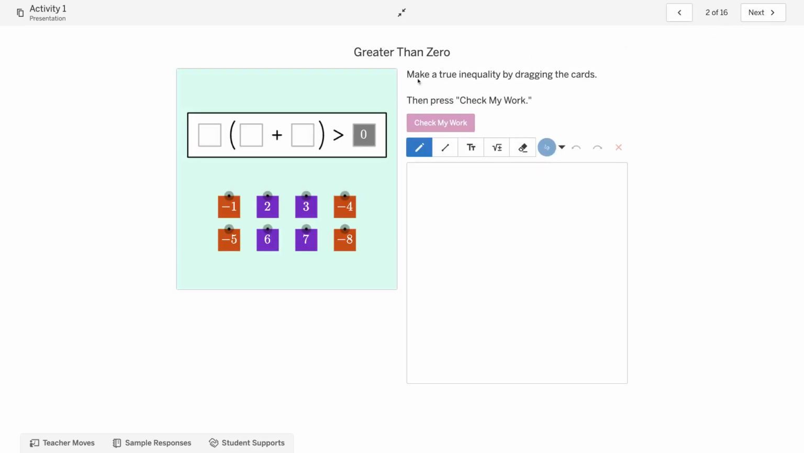Okay, on our next slide, we're trying to get greater than 0. So we know we have to add something together and then multiply it by something else. So just make this inequality true. So in my thinking here, I definitely have to have a positive answer. I could just put in 2, 3, and 6, and that would give me 3 plus 2 is 5, times 6 is 30, and that's going to work.